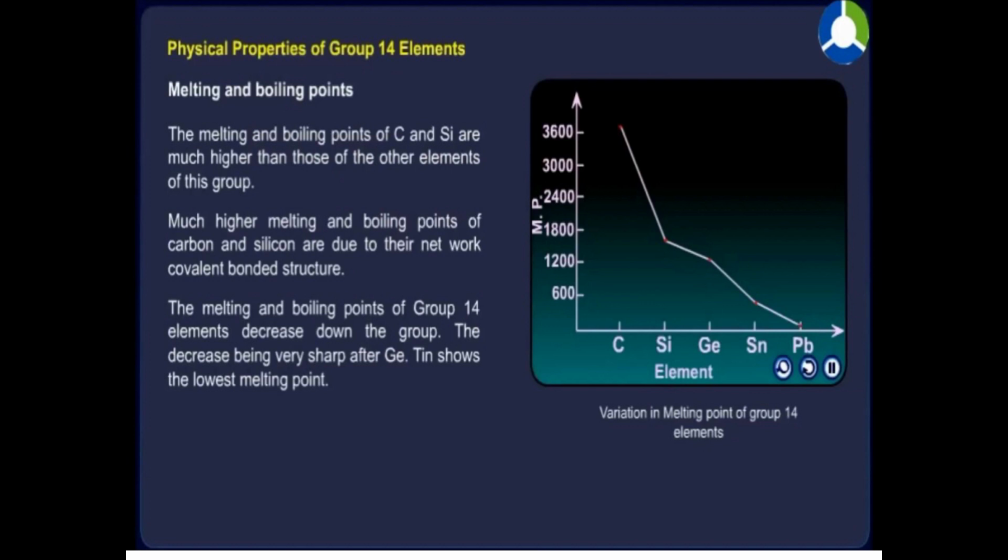If we check the melting and boiling points, carbon and silicon have higher melting and boiling points. It is due to their network covalent bonded structure. We know they have the ability to form 4 bonds with other atoms, so their covalent nature will be more compared to other elements.